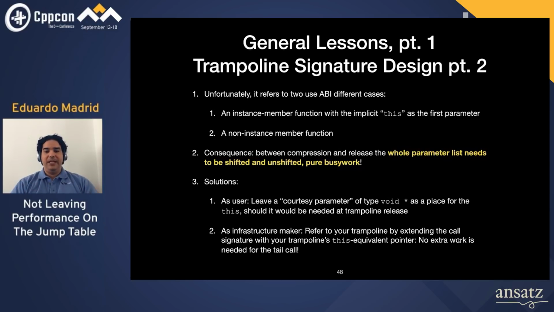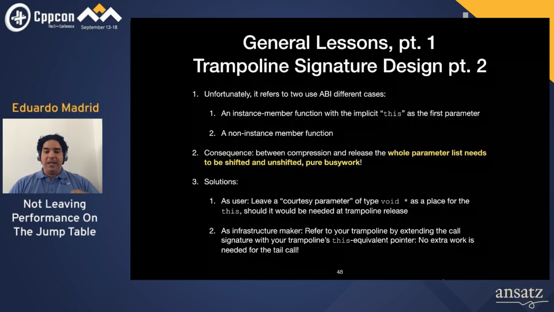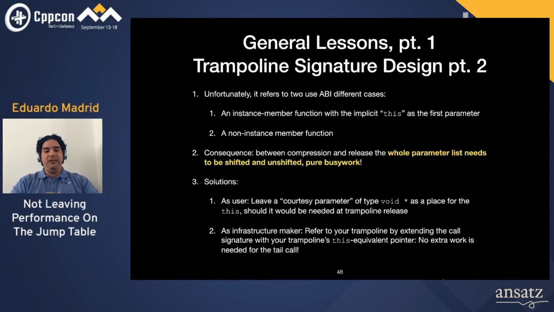So if you mix the two, the consequence is that you're going to be shifting the whole argument list and unshifting the whole argument list in between trampoline compression and release. You can prevent that problem as a user by leaving a courtesy parameter of void pointer as the first argument, in case something needs that for the this pointer. And as an infrastructure maker, you put your trampoline at the very end of the argument list. In that case, if everything becomes a tail call, no extra work is going to be needed.